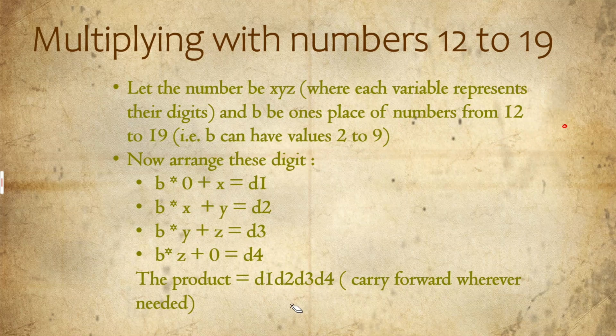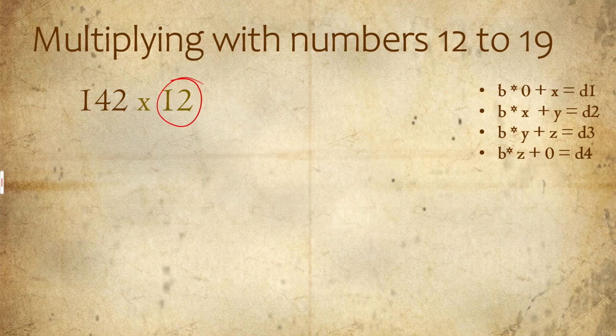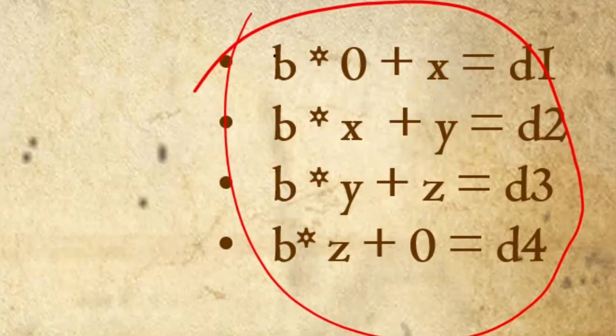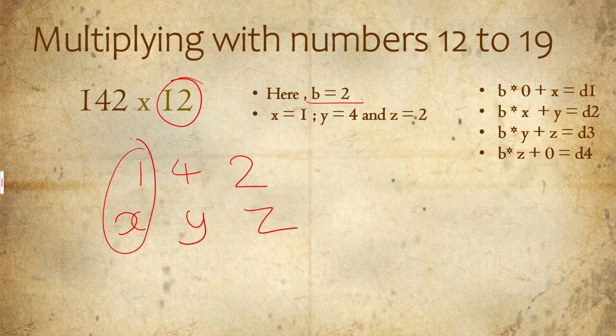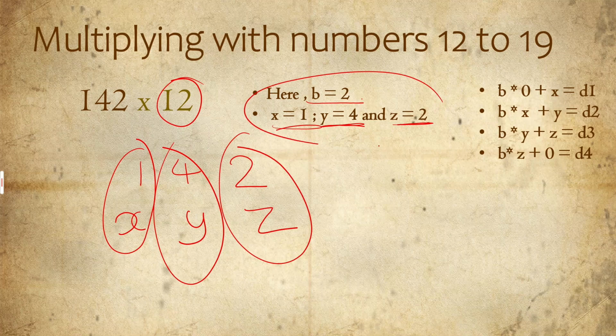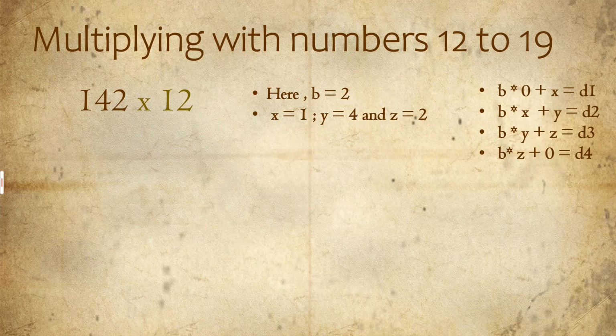Now, with the variables, it obviously gets a little confusing. So let's see an example, 142 into 12. Let's keep in mind the formula that we have over here, okay? And let's understand which variables are which. B is the ones place of 12. Ones place of 12 is 2, right? So b equals 2. In 142, x, y, z are to be found. x is 1, y is 4, and z is 2, right? So we've written it down over here so that we can relate the formula and then write down the answer.